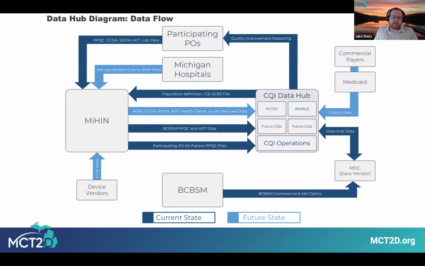That data is aggregated and assigned master patient IDs within MyHIN and broken down to the patient level. And then that data is available to the CQI Data Hub, which is housed here at the University of Michigan through the Michigan Data Collaborative. And that data is then able to be built out into the patient data dashboards and quality reporting dashboards that you see both for MCT2D as well as for your other population CQIs, such as Inhale or other CQIs in the future, MyMind or things like that.